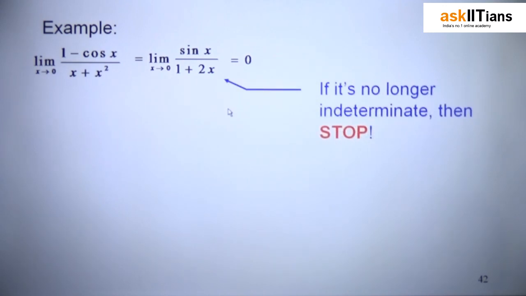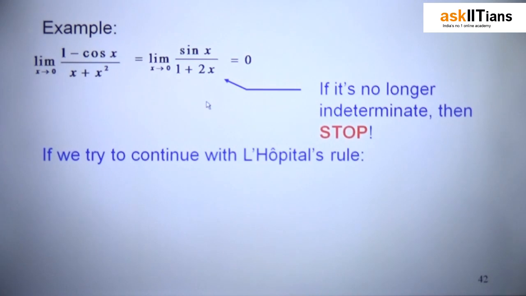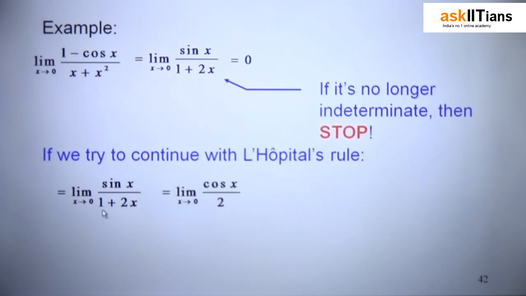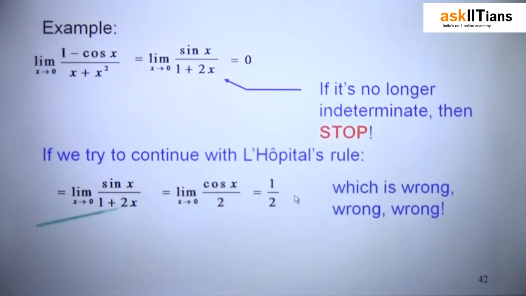There is a very important thing you must consider while using L'Hopital's rule: if it is no longer indeterminate, then you have to stop, and the value which the function gives you will be the final limit. If you do not stop when the value is not indeterminate, you will end up with a wrong answer, as you can verify with this case. Suppose you differentiate it again, so this will be cos x upon 2, and the value of this function will come out as half, which is not the value of the limit. So this will lead you to an erroneous result. While applying L'Hopital's rule, it is mandatory to check at every step whether the function is giving you an indeterminate value or not.